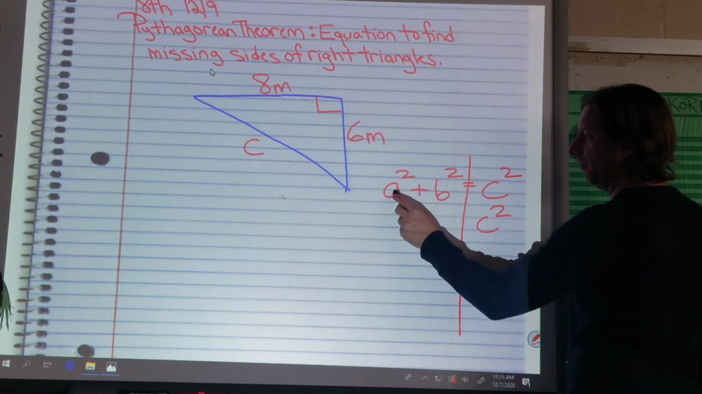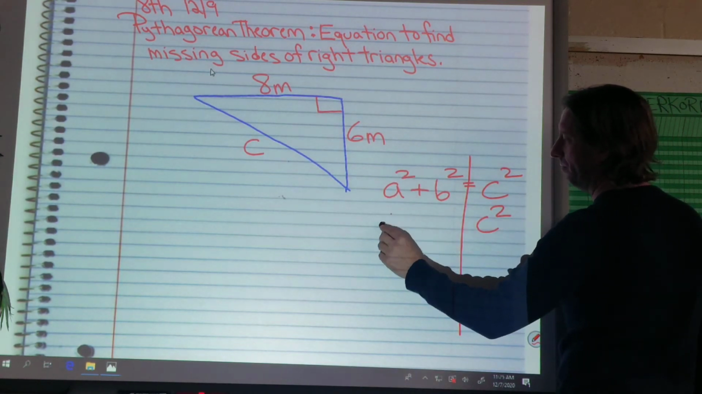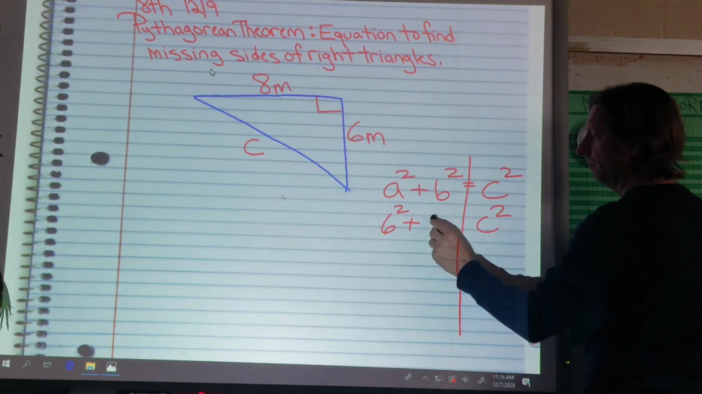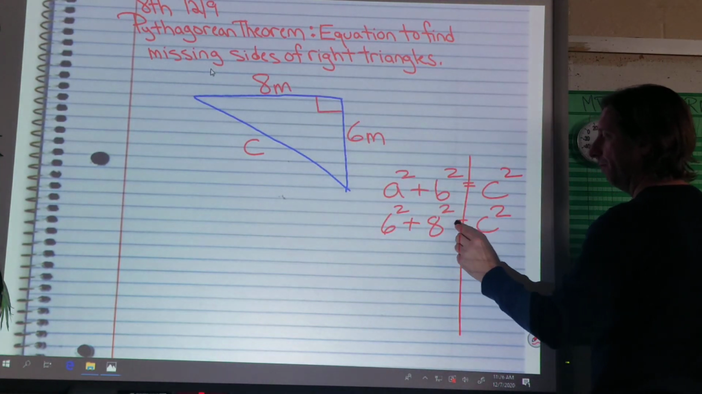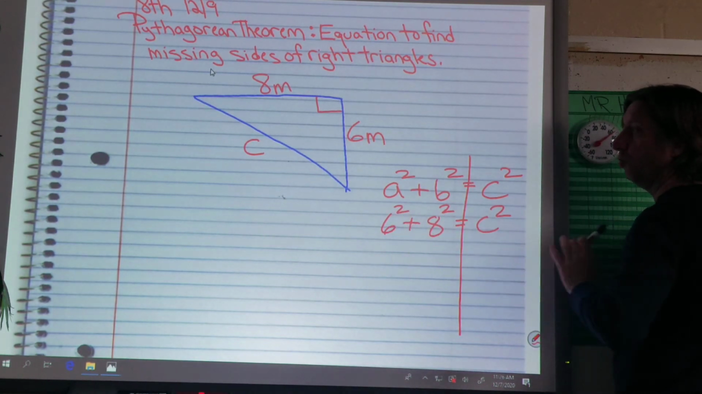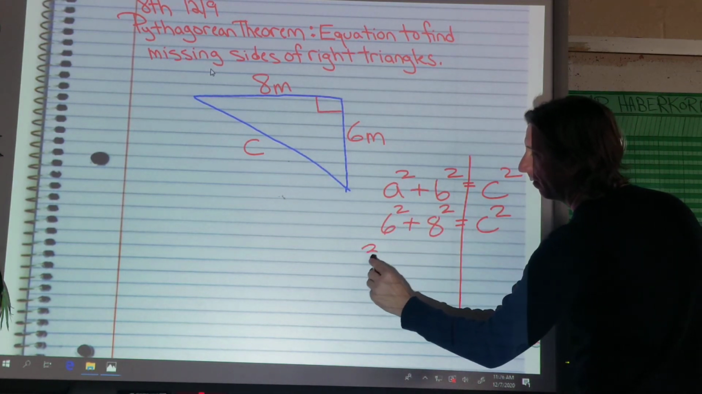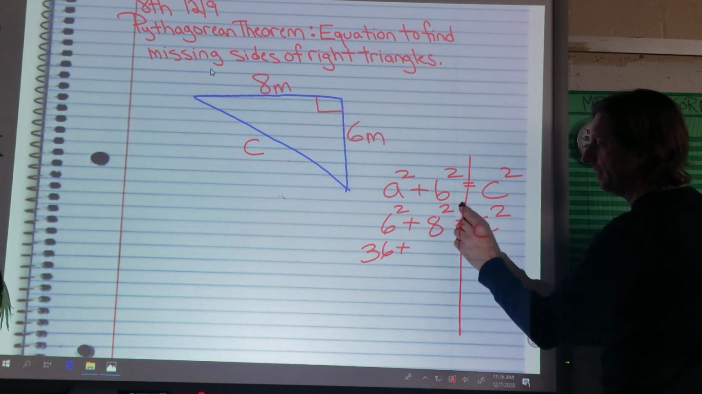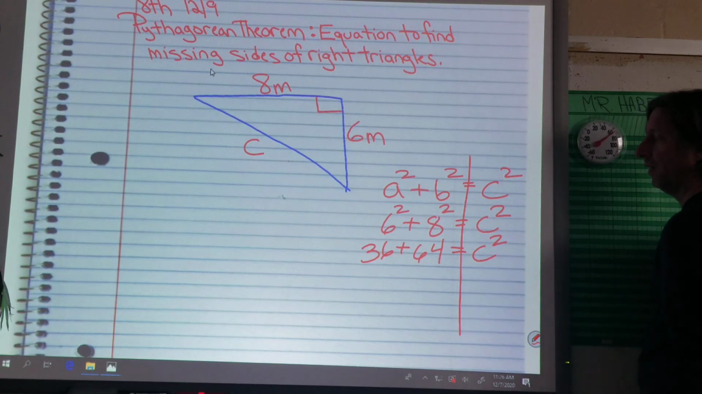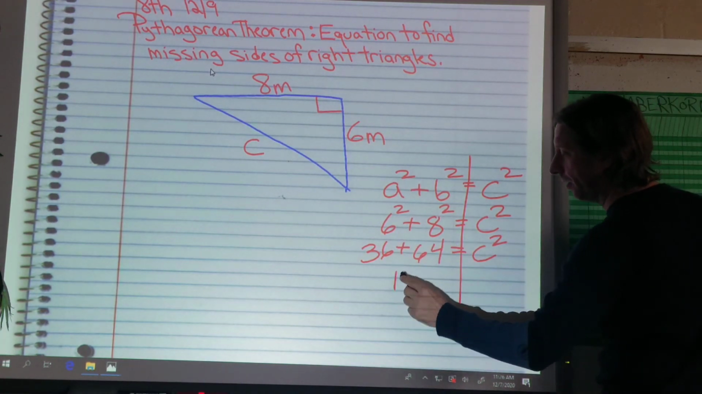I'm going to put my 6 in for A. I like to put the smaller one in for A. Doesn't really matter though. Put the 8 in for B. And we just solve it, right? So is it 6 times 2? No, it's 6 times 6. 8 times 8 is 64. Right? Add them together, I get 100.